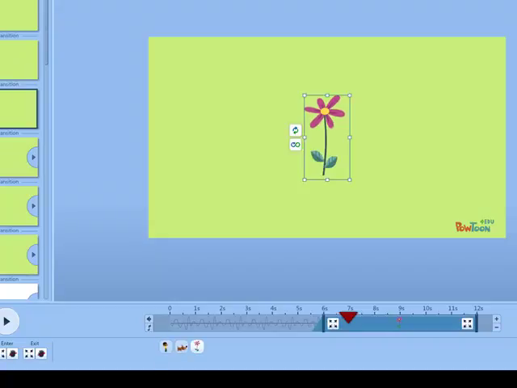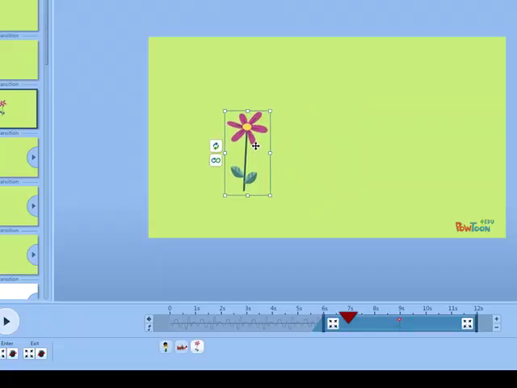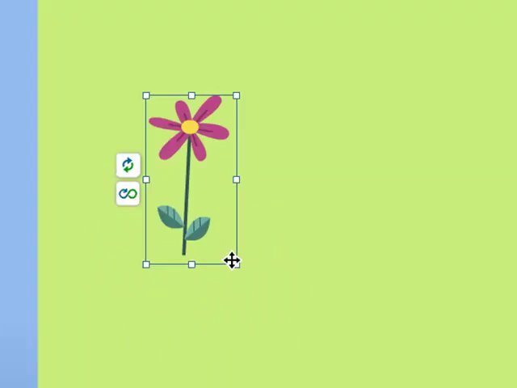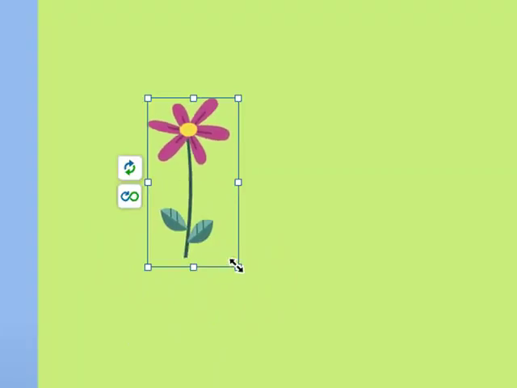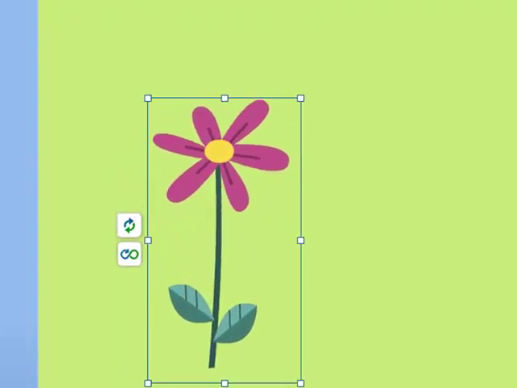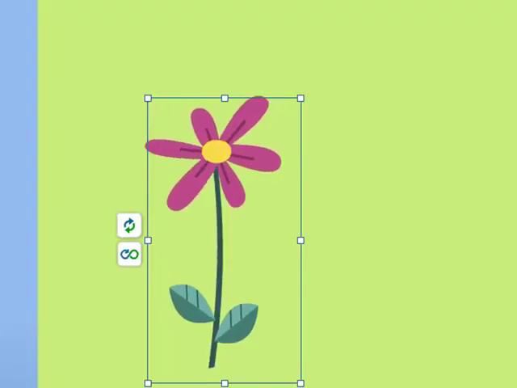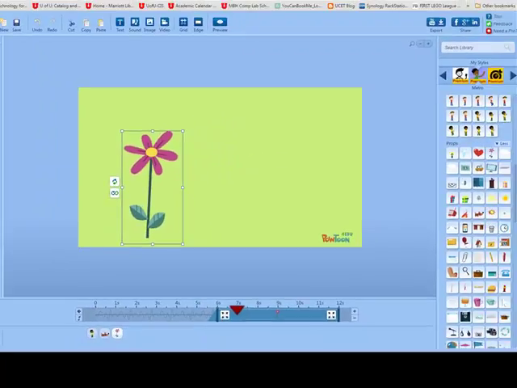So I'm going to add in a flower, and by default it enters the flower where the cursor was, where that red triangle was when I asked it to be placed. So what I'm going to do is move this flower to where I want it to be. I'm just going to make it a little larger, make it a little more interesting.